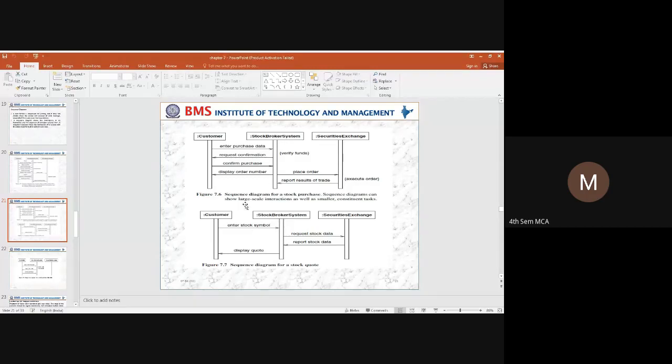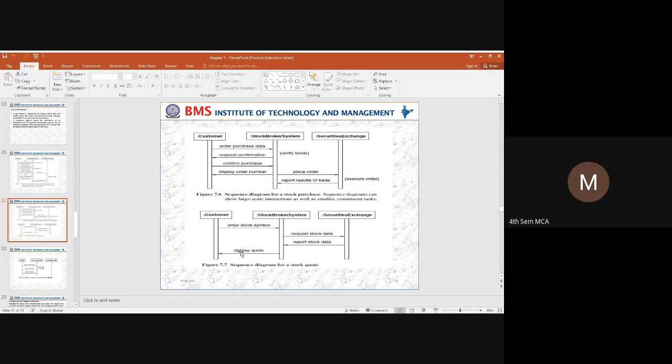Here the customer will enter the purchase data. The stock brokerage system will verify the funds and send a request for confirmation. Once the customer gives the confirmation, it will display the order number. Once the order number is displayed, it will place the order, execute the order, and report the trading result.